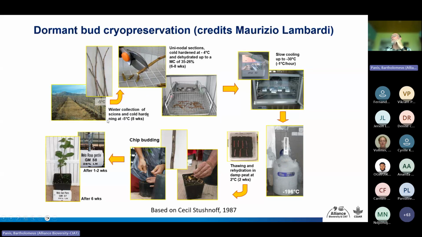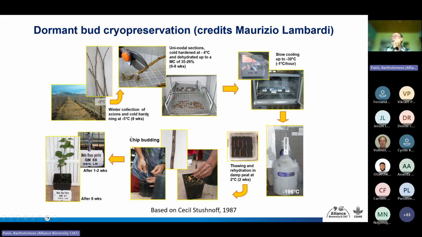So this is how it looks. For example, this is how you cryopreserve dormant buds from apple. You go to the field in winter, you excise the buds, the nodal sections, you slow cool them, dehydrate them, slow cool them, plunge in liquid nitrogen, and after storage for years, you can take the buds and graft them onto a root.